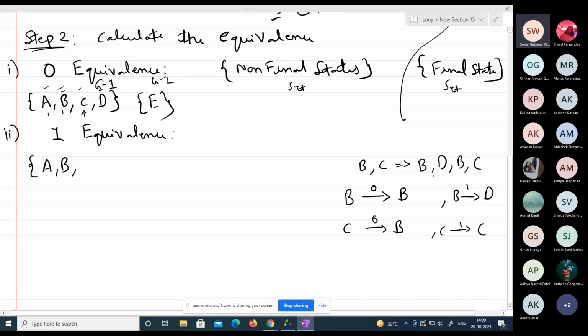I've got all these values, but as I told you, I don't want to repeat the same state. So here I will erase that B and I'll just have B, D and C. Yes? Yes, ma'am. B, D and C.